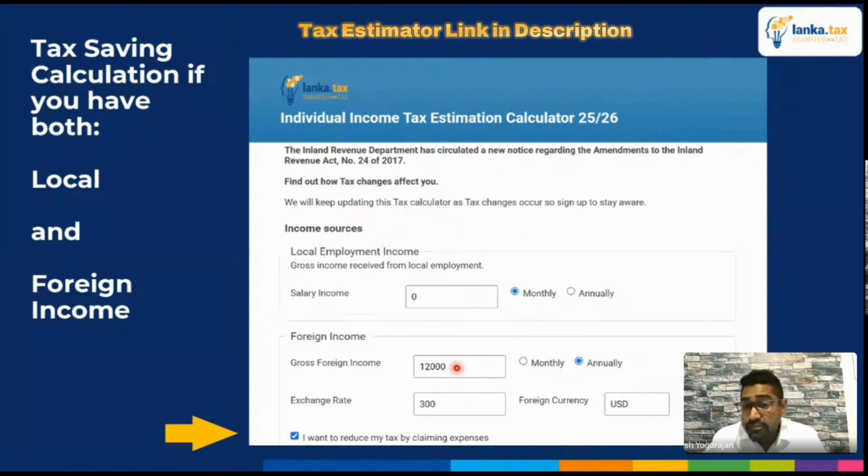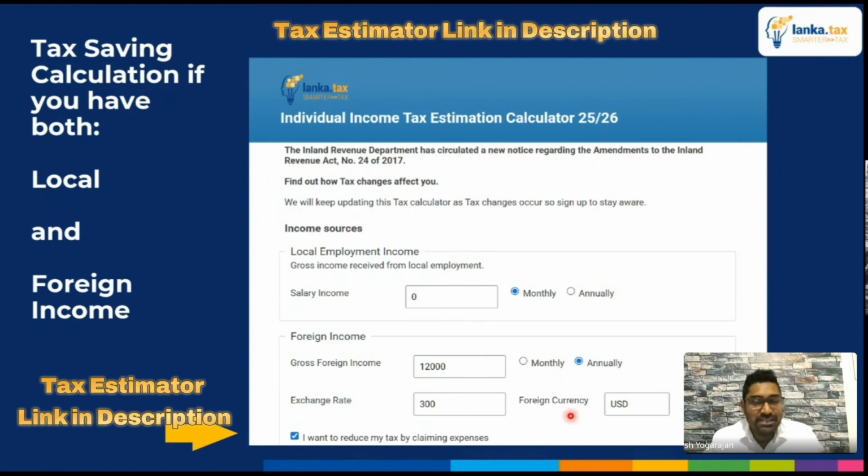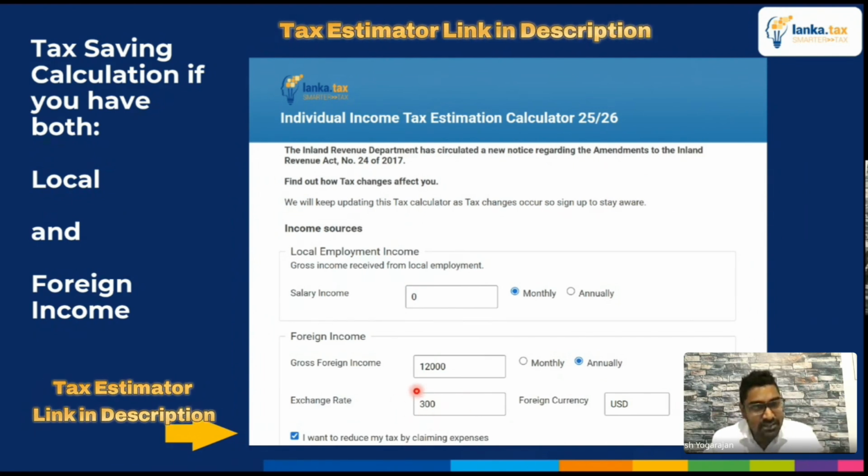And then we put $12,000. Please note there's monthly and annually. If you put 12,000 and you put monthly, that means you earned $144,000. So just put it right. And just to make sure that foreign income, so that we know you're paying attention when you type this in, we make you type in USD. So if you earn in GBP, cool, you can type that too. And then you can change the exchange rate. Just because it was pre-filled, it doesn't mean that the GBP became 300 rupees, right?